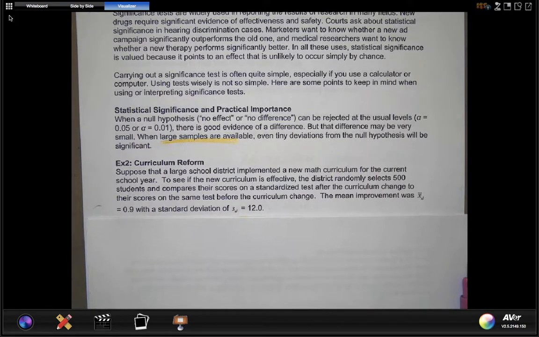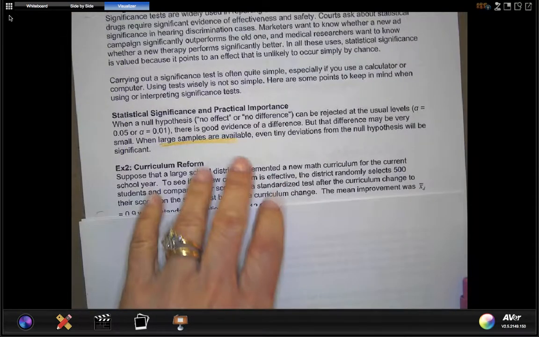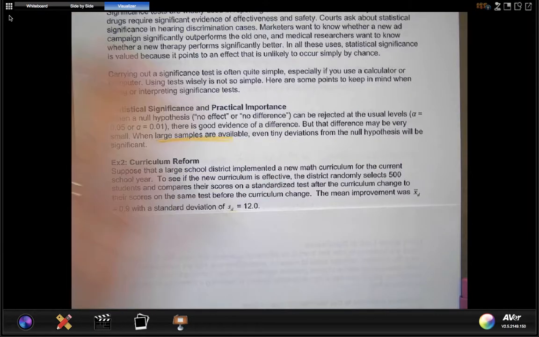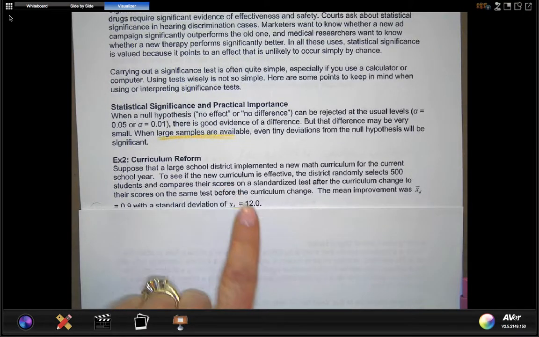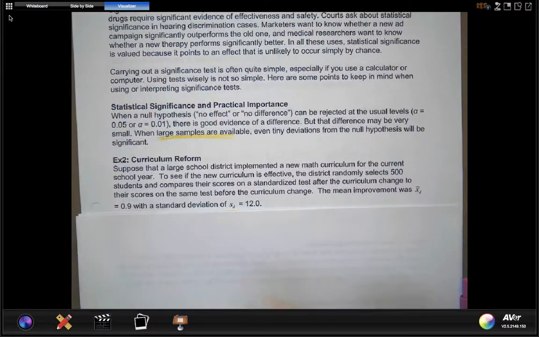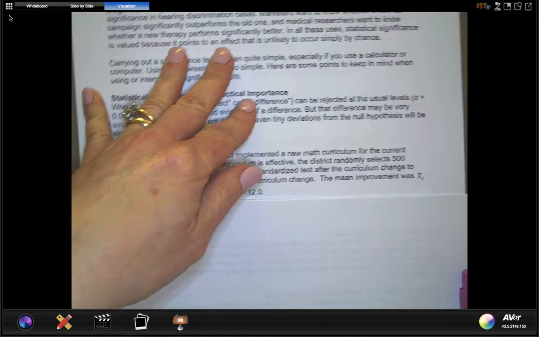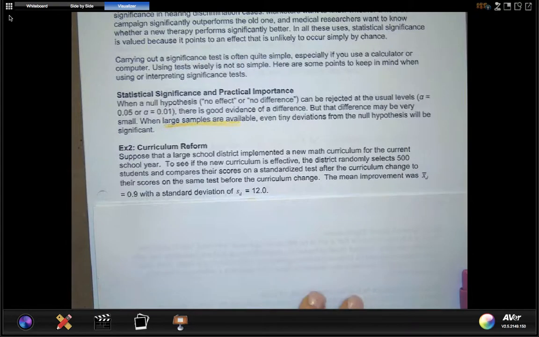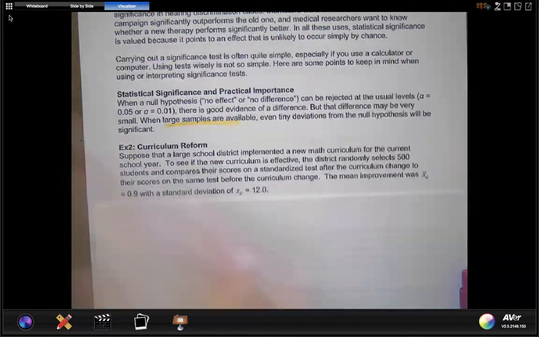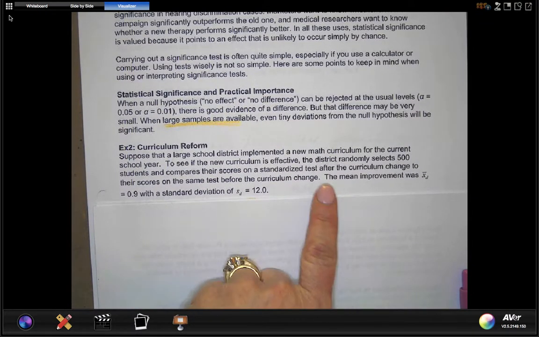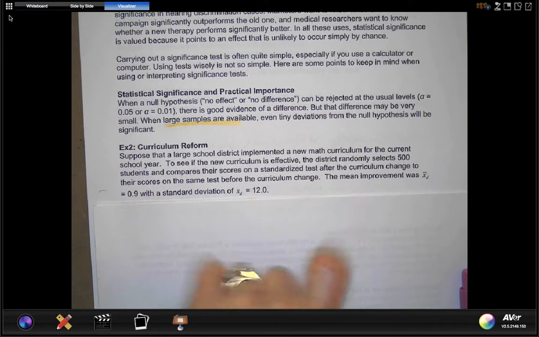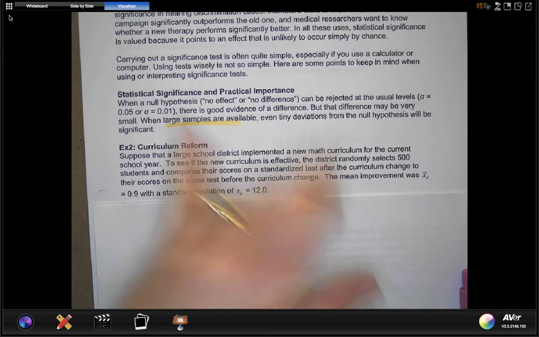So here's an example. We've got a large school district. They're implementing a new math curriculum. They randomly select 500 students. So everybody got the old curriculum, and then the next year everybody gets a new curriculum. And when I say everybody, I mean everybody, not just those 500, like everybody in the school. And look at their change in curriculum. So the mean improvement was 0.9 with a standard deviation of 12.01.